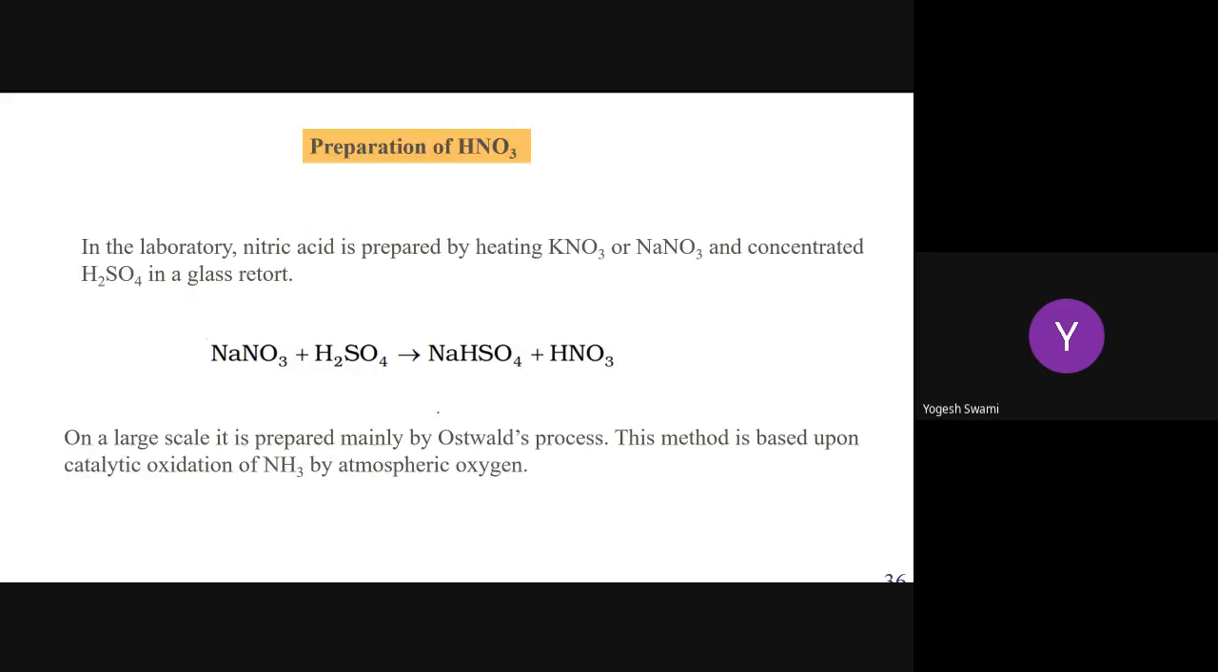Look how we prepare HNO3. In the lab, HNO3 is prepared by the reaction of KNO3 or NaNO3 with H2SO4. So HNO3 is prepared. On a larger scale, at the industrial level, it is prepared by the Ostwald process. This method is based on the catalytic oxidation of ammonia. In the uses of ammonia we saw that it is used in the formation of nitric acid, by catalytic oxidation of ammonia.